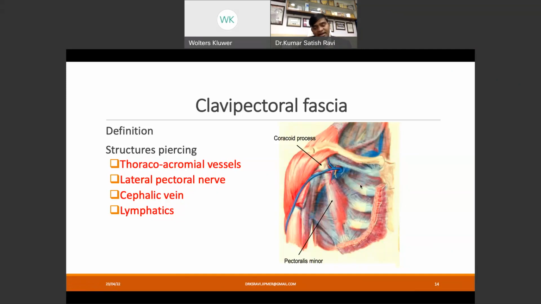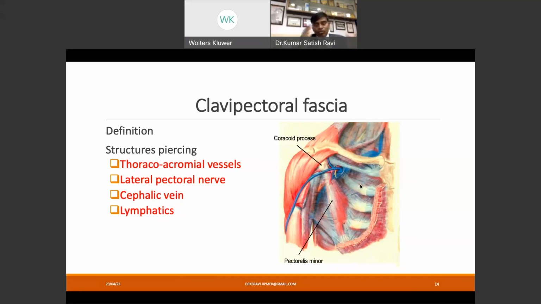Laterally, the clavipectoral fascia is attached to the coracoid process, and it also blends with the costoclavicular ligament. A portion of this fascia gets thickened along the lower border of the subclavius, extending from the coracoid process to the first costochondral junction, and there forms a ligament. That ligament we call the costocoracoid ligament.